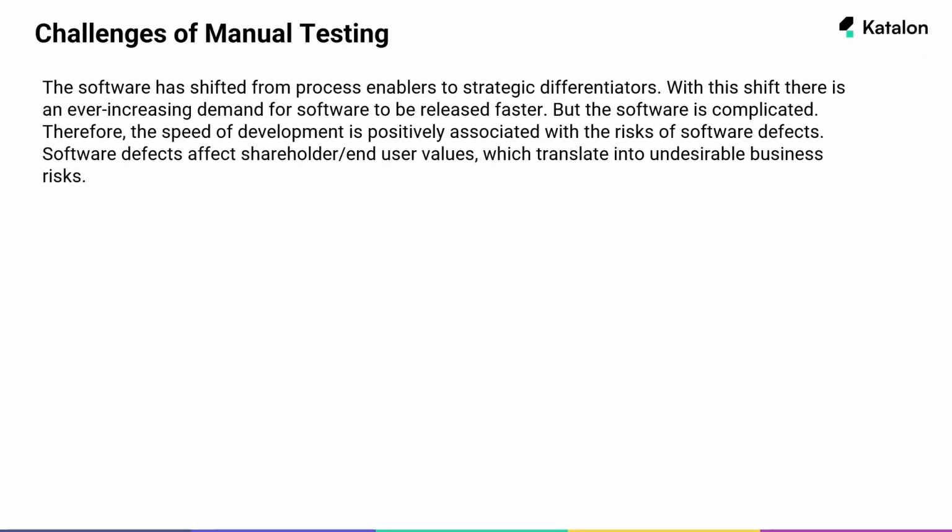Software has shifted from process enablers to strategic differentiators. With this shift, there is an ever increasing demand for software to be released faster. But the software is complicated. Therefore, the speed of development is positively associated with the risks of software defects. Software defects affect stakeholders' end user values, which translate into undesirable business risks.